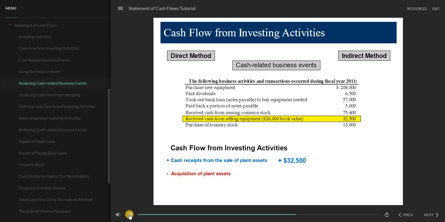In this example, the very first item indicates we purchased new equipment in the amount of $208,000. Since our purchase reflects a cash payment, we will deduct $208,000 from our cash flow. If we add these activities up, we derive a net reduction in cash flow from investing activities in the amount of $175,500.